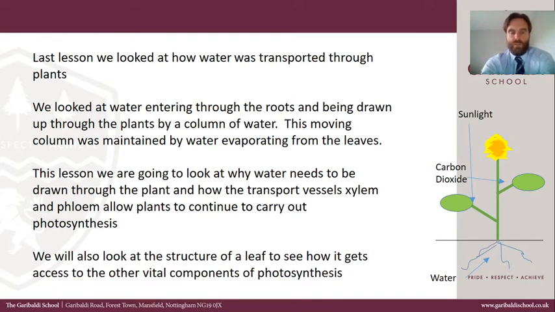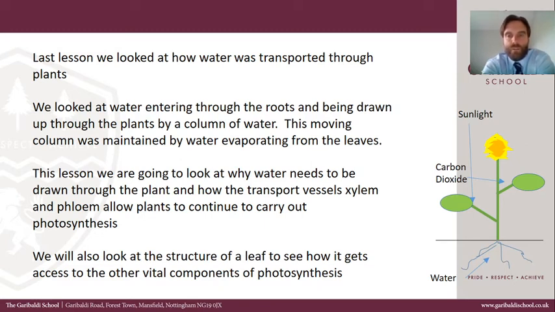So two processes you need to remember the names of. The process of transpiration is water evaporating from the leaf, and then also the process of osmosis, which is the process of the water entering the roots at the bottom. And they rely on each other. If osmosis stopped, there would be no water to transpire. And if transpiration stopped, then osmosis wouldn't be able to happen down at the roots.